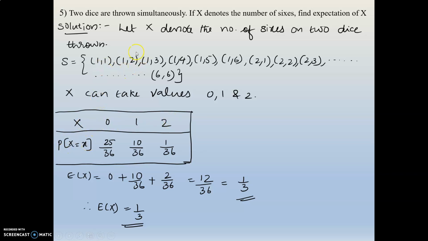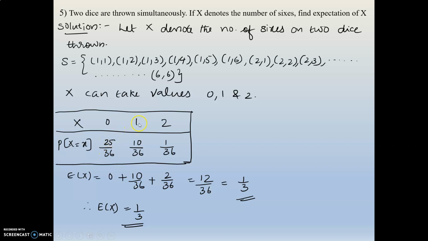If you write this out fully, you can count it properly, because (1,6), (2,6), (3,6), (4,6), (5,6) are 5 values. Similarly (6,1), (6,2), (6,3), (6,4), (6,5), (6,6). So total 11 values consist of sixes. Out of 36 outcomes you have to subtract: 36 minus 11 is 25. So 25 upon 36 is the value that does not have sixes.